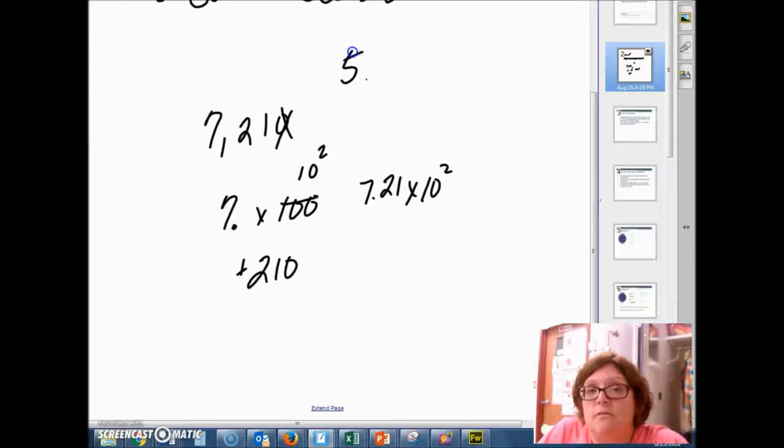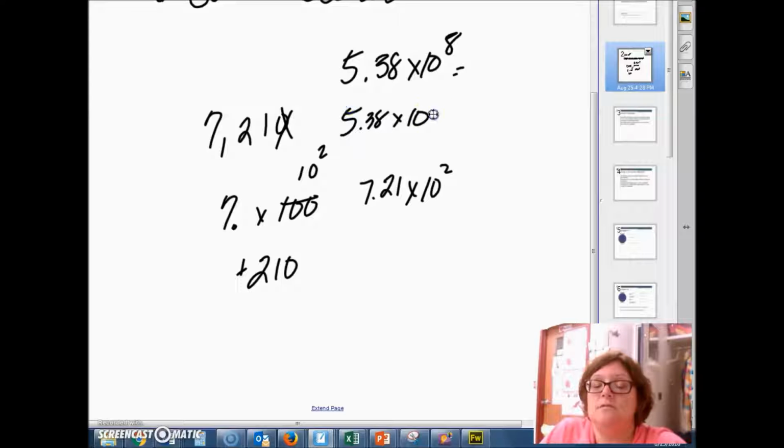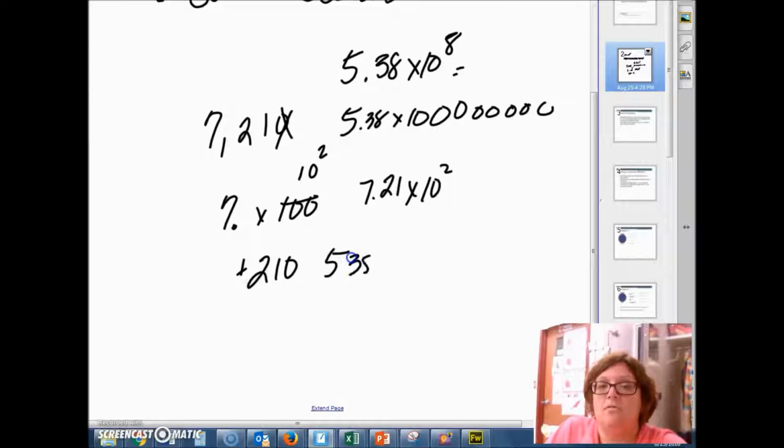If I tell you we have 5.38 times 10 to the 8th, what's that going to be? Well, you just do 5.38 times 10 to the 8th, which would be 10 times 10 times 10 times 10 times 10 times 10. Lots of tens. 4, 5, 6, 7, 8. Okay, if we do that out, we get 538, right?